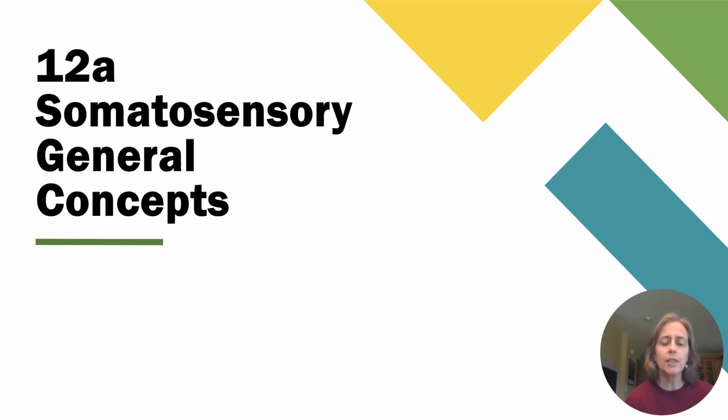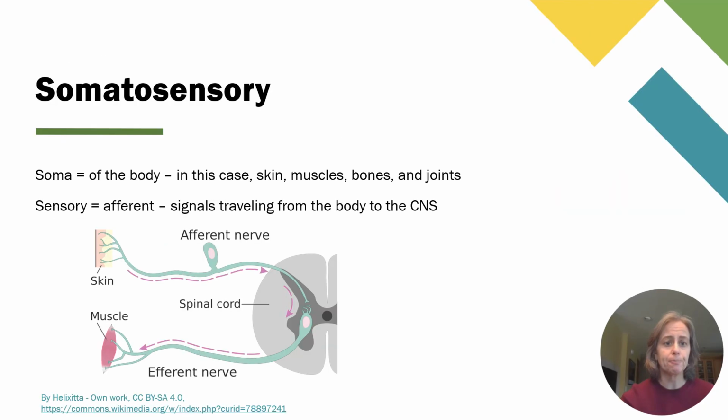So we'll get started with 12A, which is these general concepts that will apply to everything that we're talking about in this lecture. So first of all, let's be clear what we're talking about. Somatosensory, soma, the word means of the body. Remember, in the neuron, the cell body is called the soma. When we talk about the soma for people, in general, it's the muscles, the bones, and the skin. It's kind of the meat skeleton in which your squishy bits are housed.